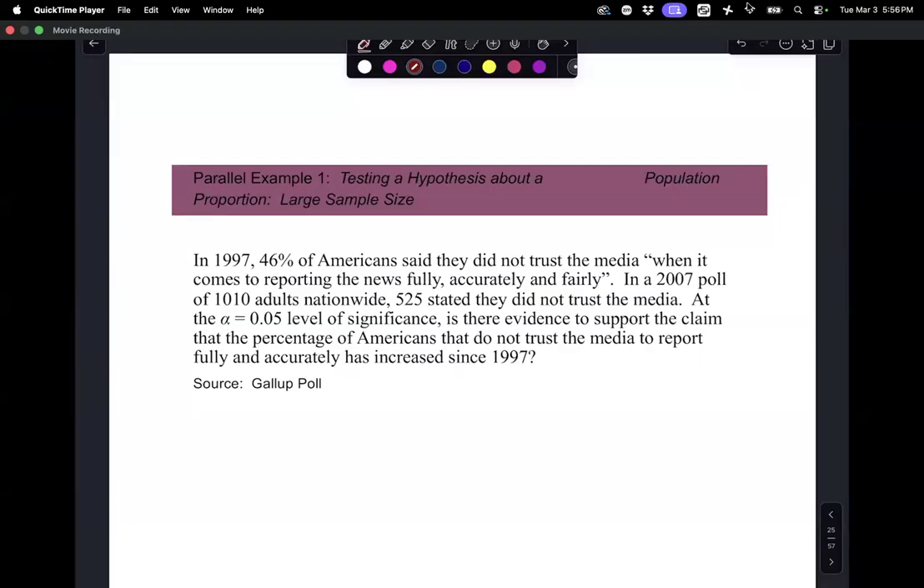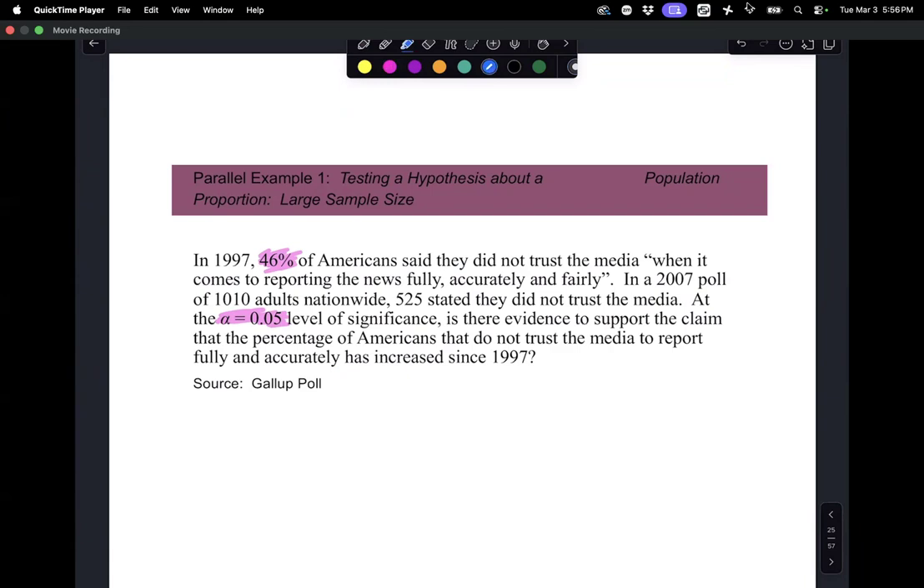So we're going to use this level of significance. Just a second here, I'm going to highlight it. My alpha is 0.05. This is what we're using. This 46% is going to be my null hypothesis. Let's calculate. Actually, we're going to start from the beginning.